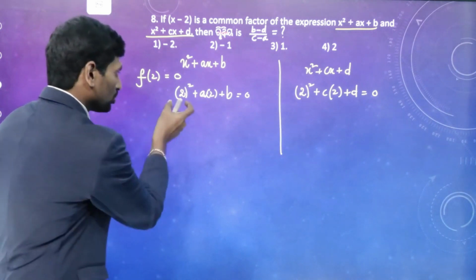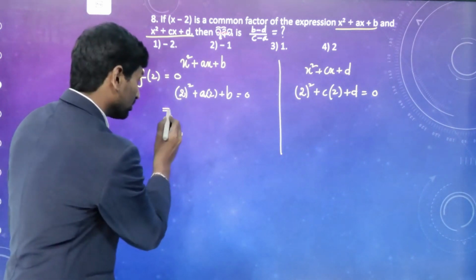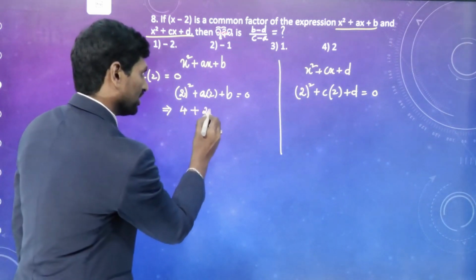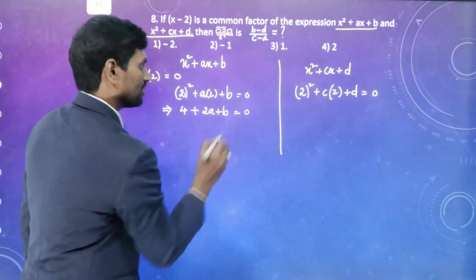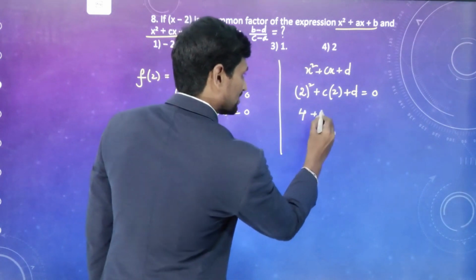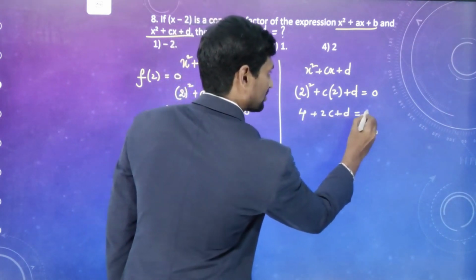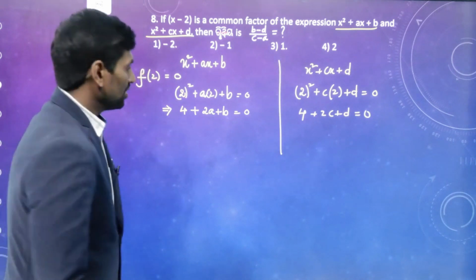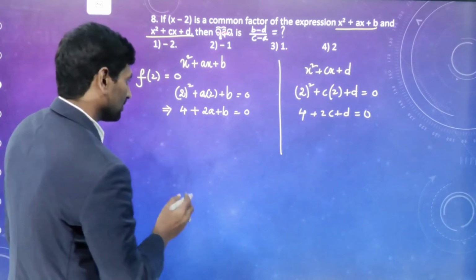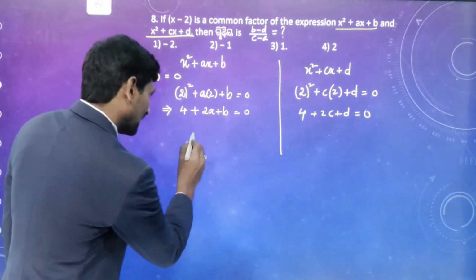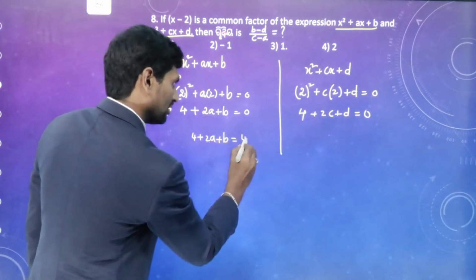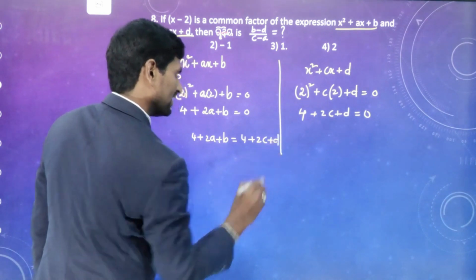Now 2 square value, how much? 2 into 2, 4. Very good. 2 square value is 4 plus 2 into a, 2a, plus b equals 0. Next this one, 4 plus 2c plus d equals 0. Both look the same, because both have common factors. We can equate both of them. I am just equating: 4 plus 2a plus b equals 4 plus 2c plus d.